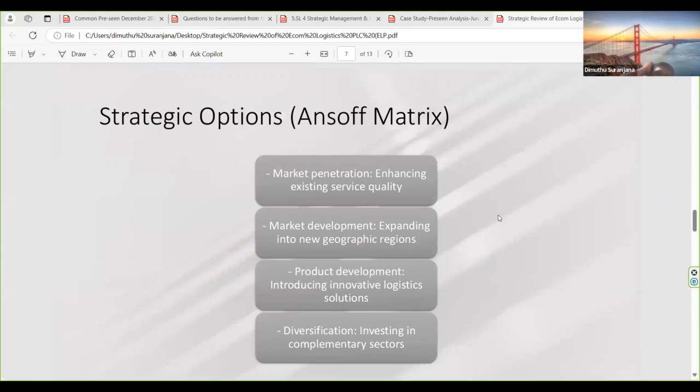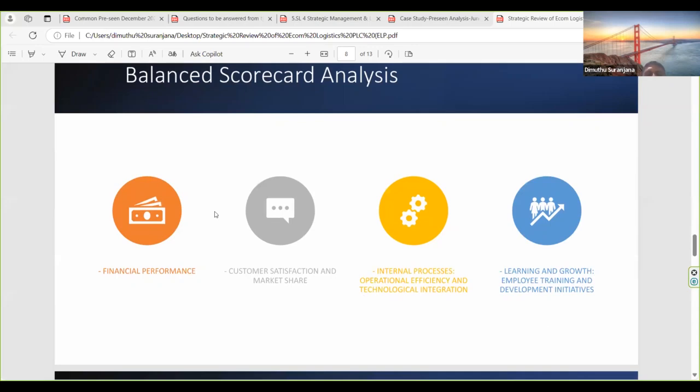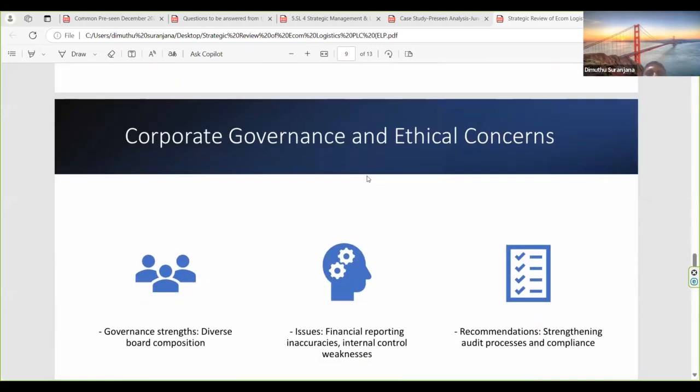Then if you look at ANSOFF, if you analyze the past papers, ANSOFF has been tested more than any other area in the 2025 syllabus. So if you try to apply ANSOFF, when you look at market penetration strategy, what they can do is enhance existing service quality. In market development, they can enter new geographical regions. In product development, they can introduce some innovative logistic solutions. In diversification, they can think about some complementary sectors. So you can do this balanced scorecard analysis also related with this.